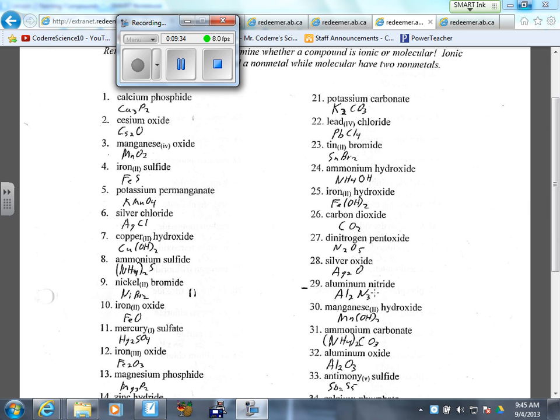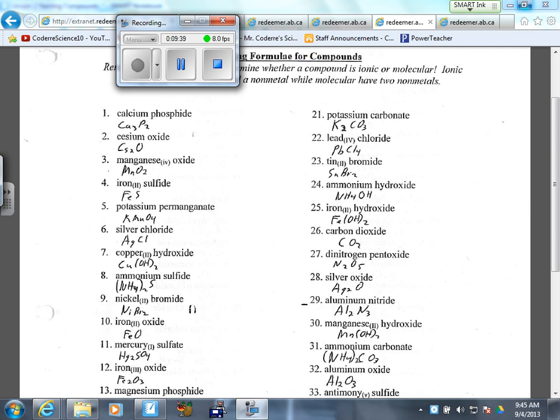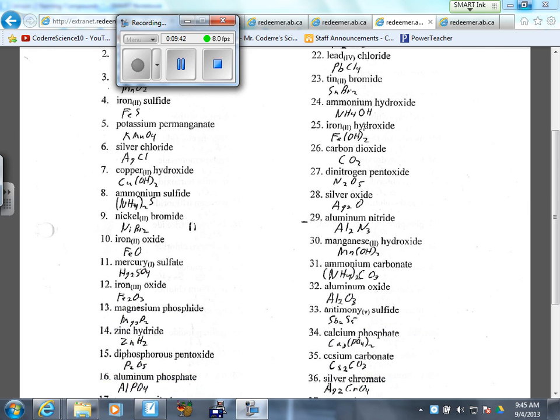Guys, there's a mistake on the key. For this worksheet, the predicting formula for compounds, there's a mistake on the key. I think I actually have it right on the file for the smartboard, but I don't have it right on my website, because I've made the correction. That formula right there is incorrect. Aluminum nitride should be Al, since that's a 3 plus, and nitrogen is a minus 3. They're both 3's, so they cancel each other out. It's AlN. So if you were checking your work on that one, just make sure you realize the key is definitely wrong on that one.